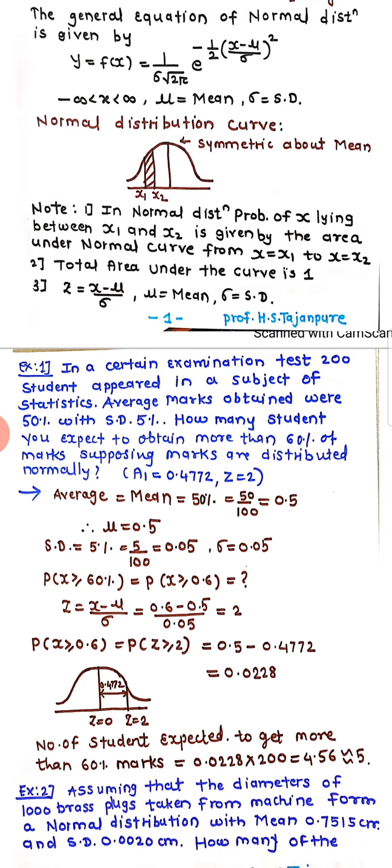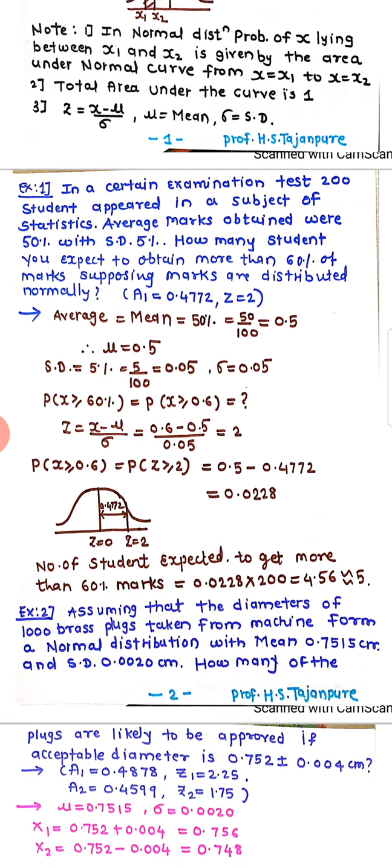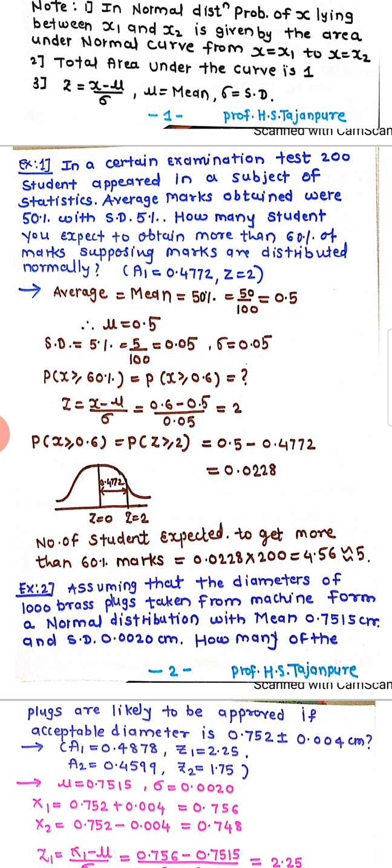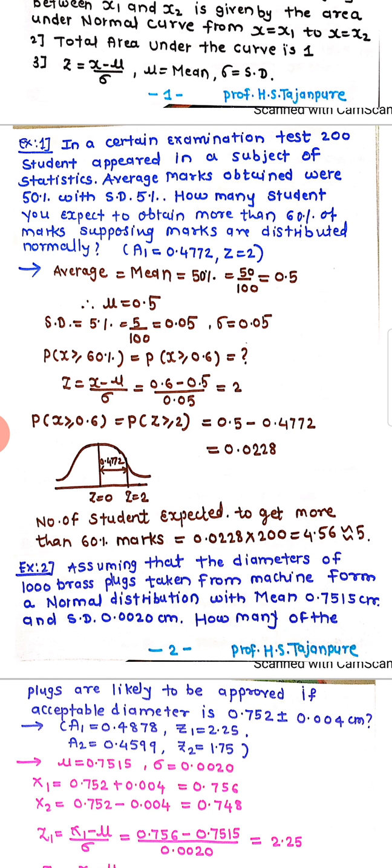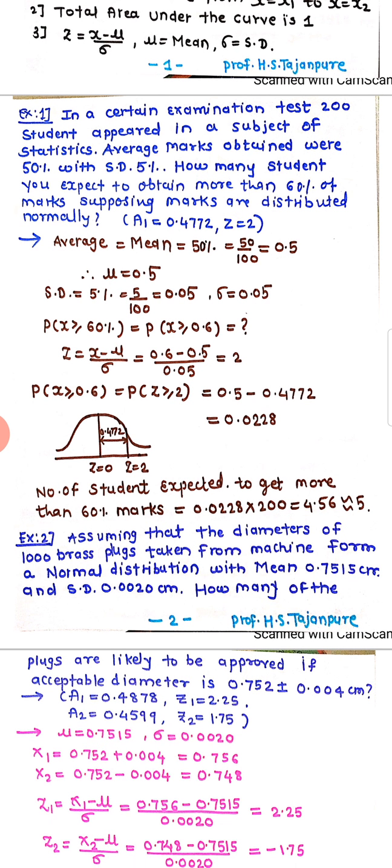First example: in a certain examination test, 200 students appeared in a subject of statistics. Average marks obtained were 50% with standard deviation 5%. How many students do you expect to obtain more than 60% of marks, supposing marks are distributed normally? In brackets, the area is given. It is 0.4772 for z equal to 2.